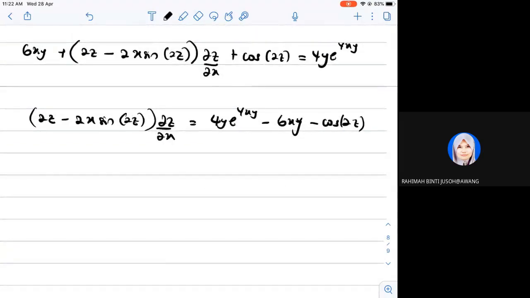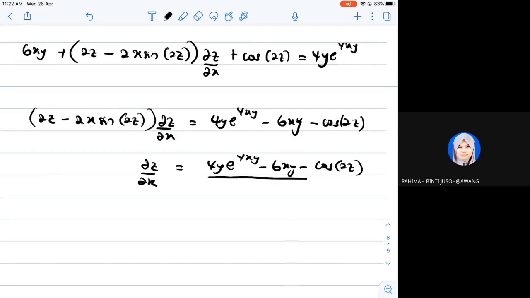So, the question wants del z over del x. We can divide directly. Del z over del x equals 4y exponent 4xy minus 6xy minus cos 2z, divided by 2z minus 2x sin 2z. Like this. So, that's the answer. This used the first method.